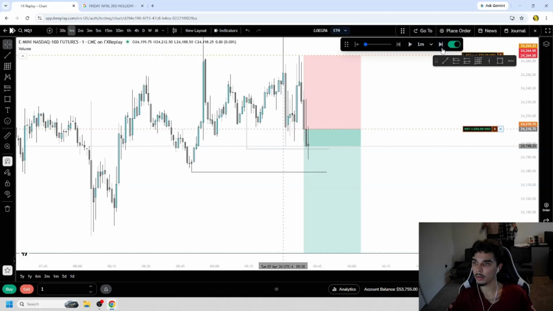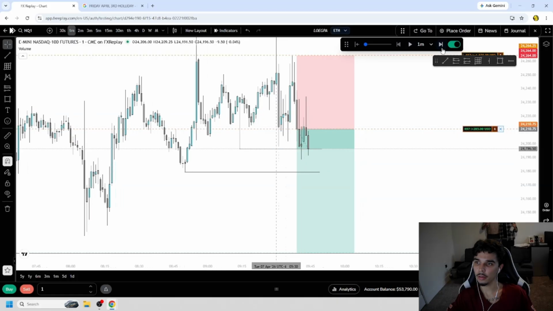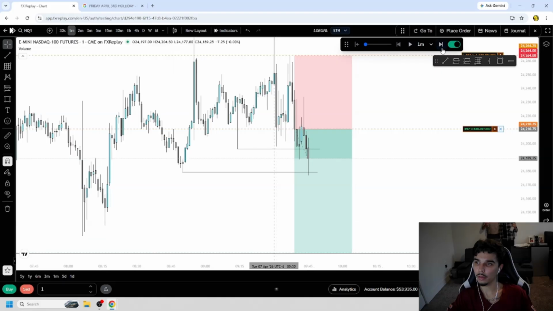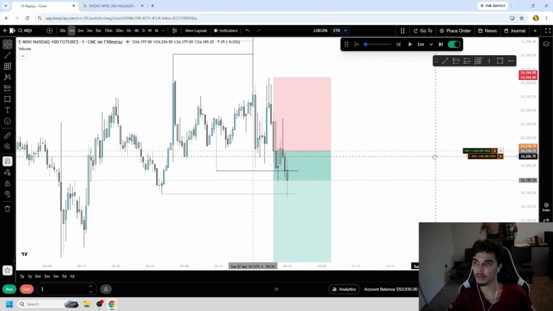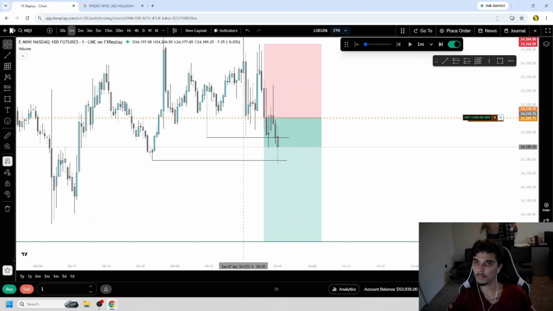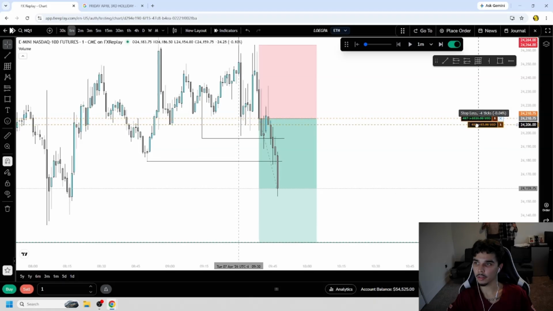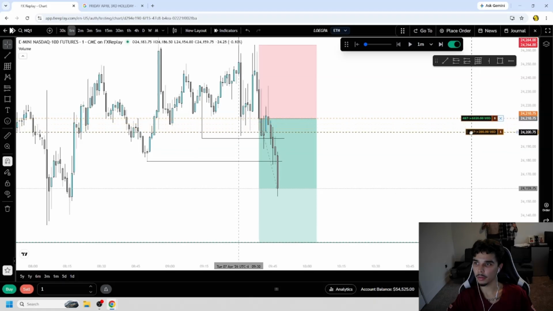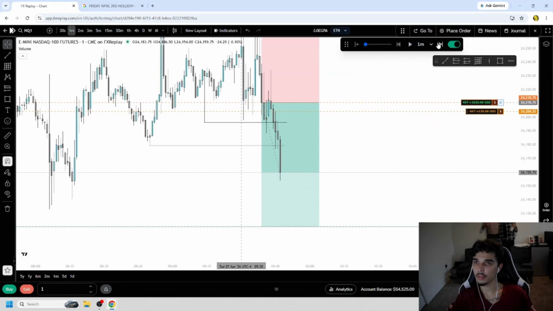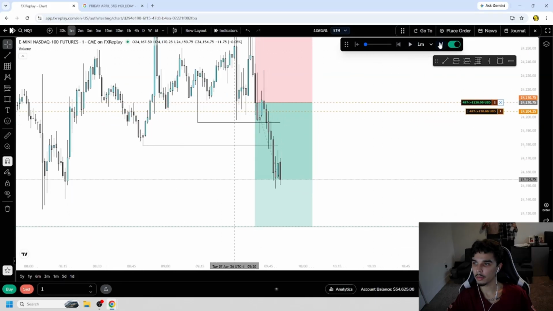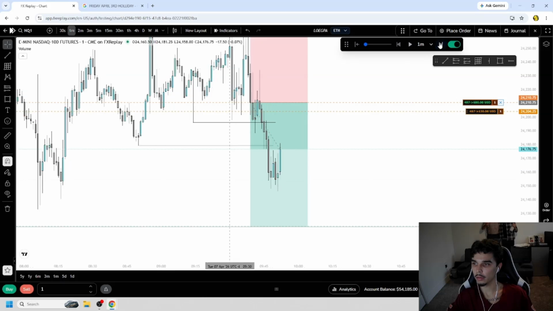Okay. I'm going to stay in this trade. Okay, boom. Here's break even. Ideally, I'd probably start moving my stop loss to like this right here. I just don't want to see price retrace up that much.